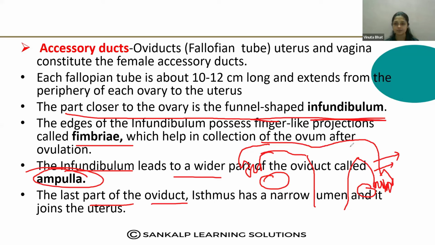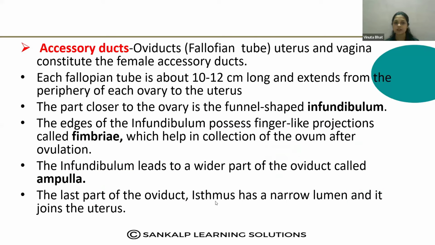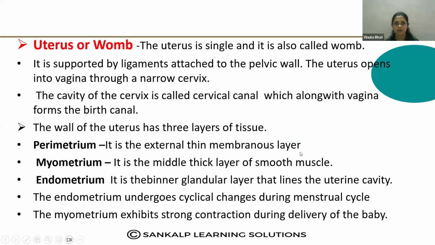That is the isthmus. The last part of the oviduct, the isthmus, has a narrow lumen and it joins the uterus. And the uterus or the womb. What is the structure of the uterus? It is also called the womb.